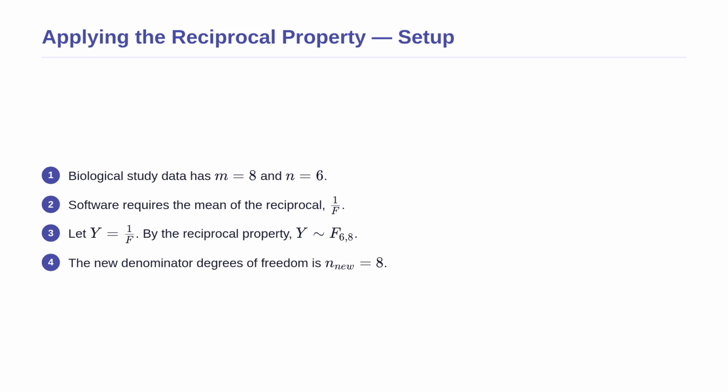Instead of doing complex calculus, we use our property. We define a new random variable y to represent the reciprocal. Because of the property, we know y follows a new F distribution where the degrees of freedom are perfectly swapped. The old n of 6 becomes the new numerator and the old m of 8 becomes the new denominator. This setup turns an impossible math problem into a simple arithmetic one.